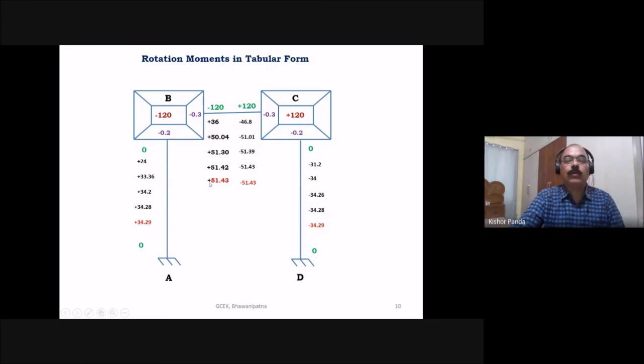The last value, you have to take as the rotation moment. So M dash BA is equal to 34.29 and M dash BC is equal to 51.43 and M dash CB is equal to minus 51.43 and M dash CD is equal to minus 34.29. This value you have to take as the rotation moment. Then after getting this rotation moment, you can find out the final moment.